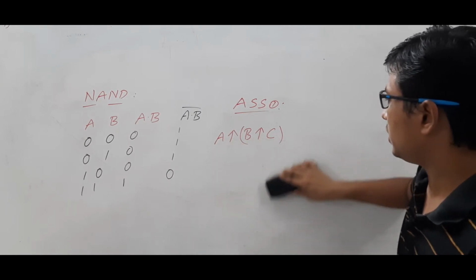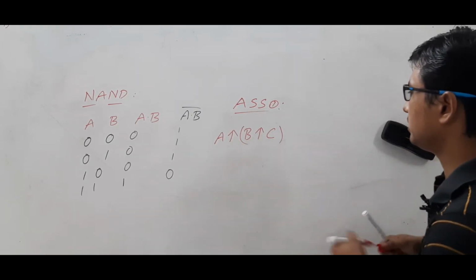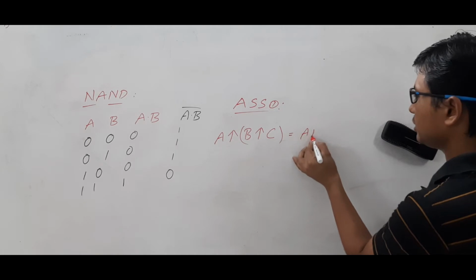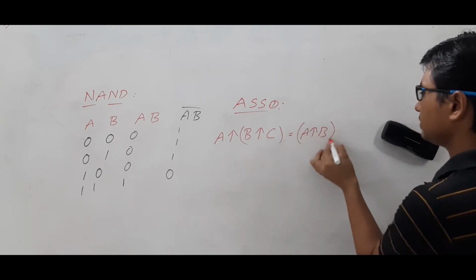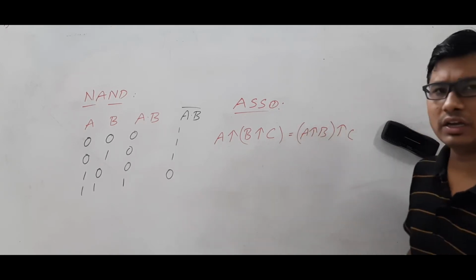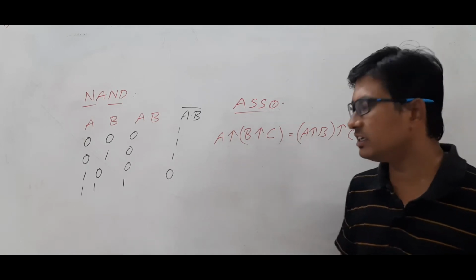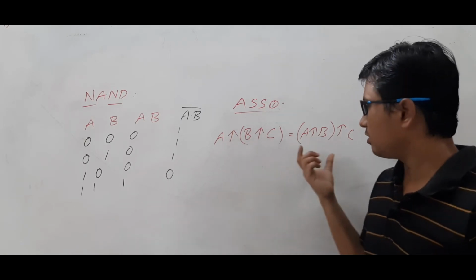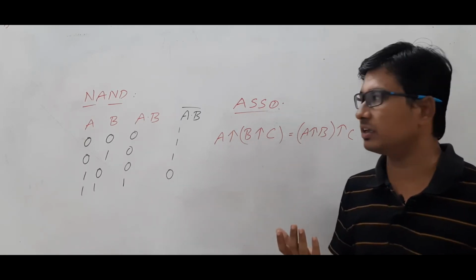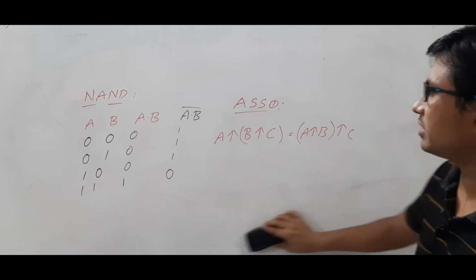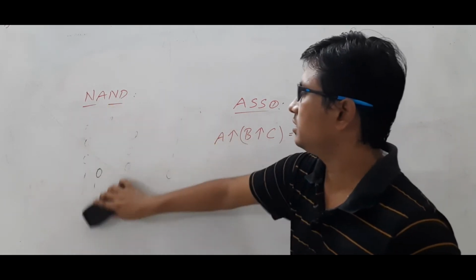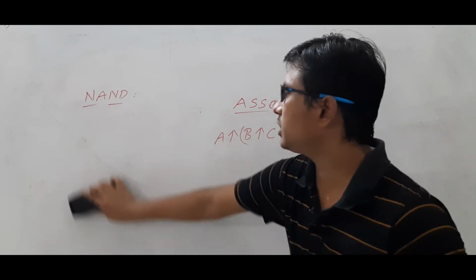Okay. So now what I will do is verify whether these two are equal or not. Am I right or wrong? I can find the truth table for this one and for this one, and I can check whether they are equal or not. How can I check? It is simple. Truth table is what?